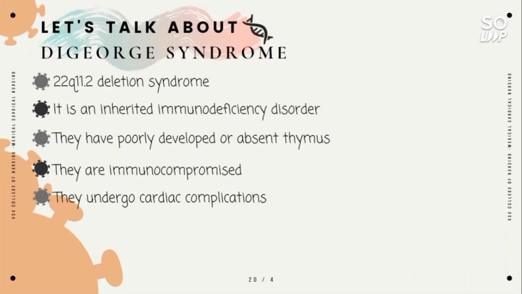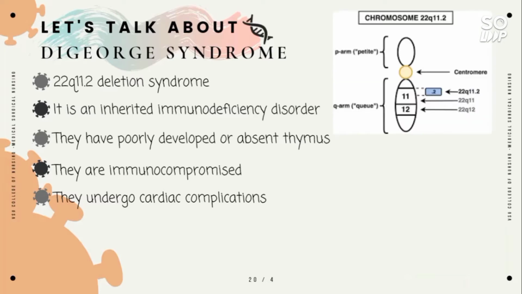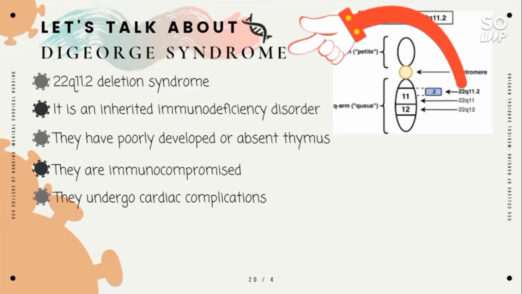So now let's talk about DiGeorge Syndrome. DiGeorge Syndrome, which is also known as 22q11.2 deletion syndrome, is a syndrome which is caused by the deletion of a small segment of chromosome 22. In chromosome 22, a very small portion in the Q arm is deleted, and the location is known as 22q11.2. And as a result of this deletion, there is DiGeorge syndrome.